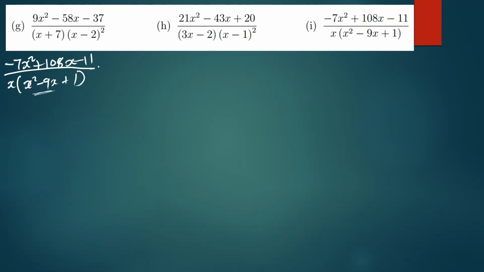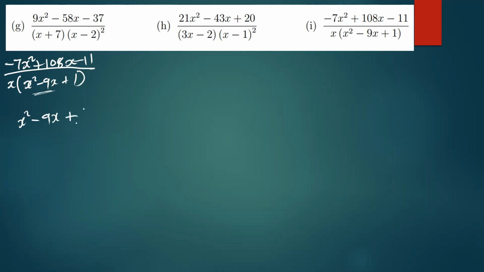Okay, so this is what you have. When you check this one, can we factorize this? Okay, let's try. Let's try to find factors that we can add to get -9, and when we multiply them, they'll give us 1.